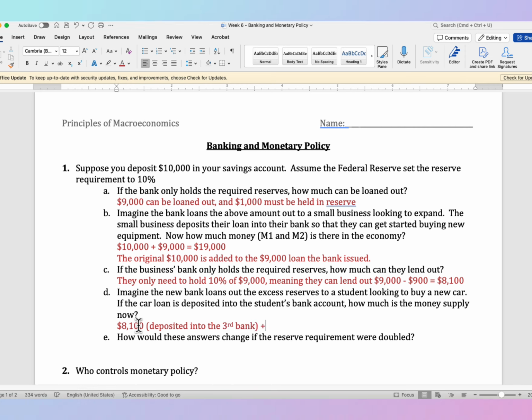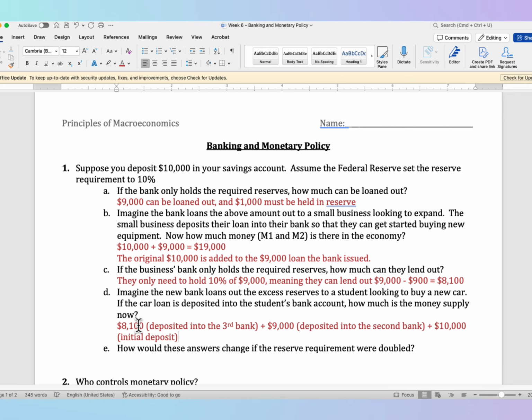plus the $9,000 deposited into the second bank, plus our initial deposit of $10,000 means that we now have in our monetary system a total money supply that's $9,000 plus $10,000 plus $8,100, or $27,100 in total money supply.